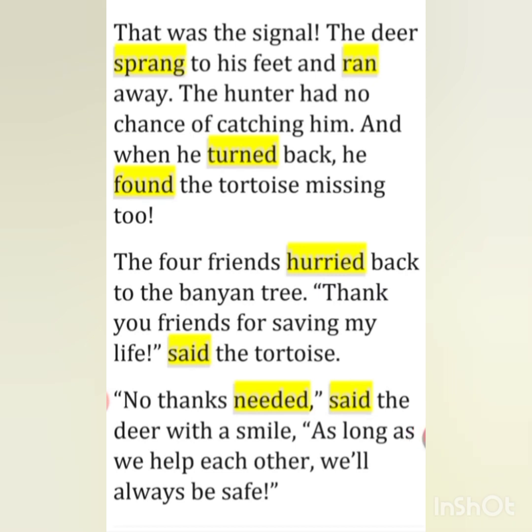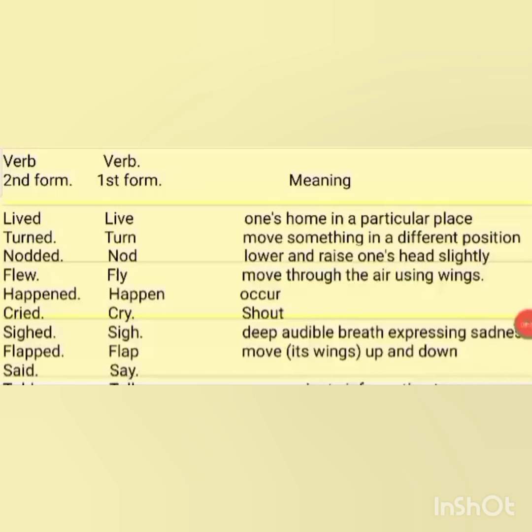This whole story is based on a past event, so most of the sentences are in the past tense. Now I will discuss the vocabulary used in this story. The first word is lived. Lived is the second form of live, and its meaning is to have one's home in a particular place. So I can say that Rohan is living in Delhi.